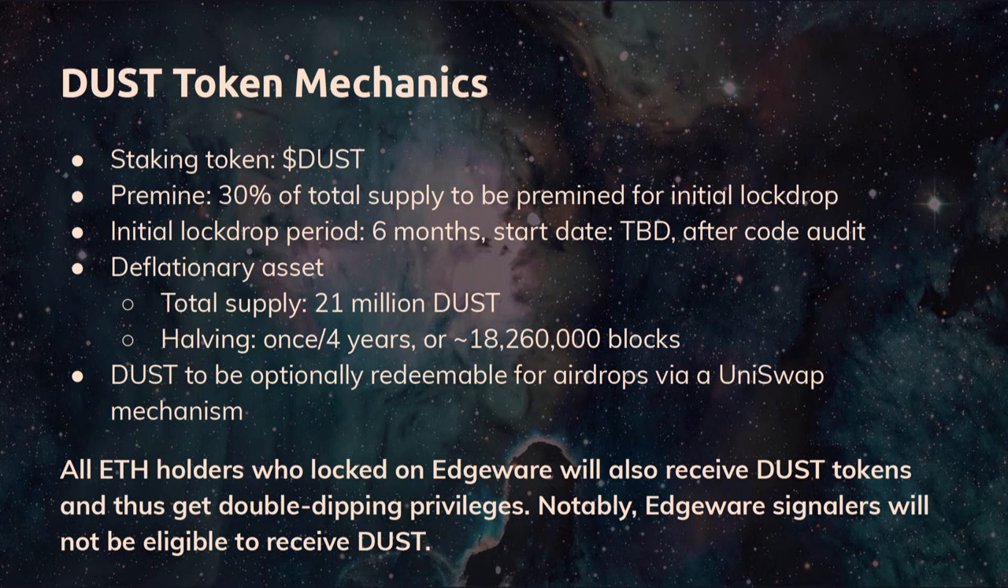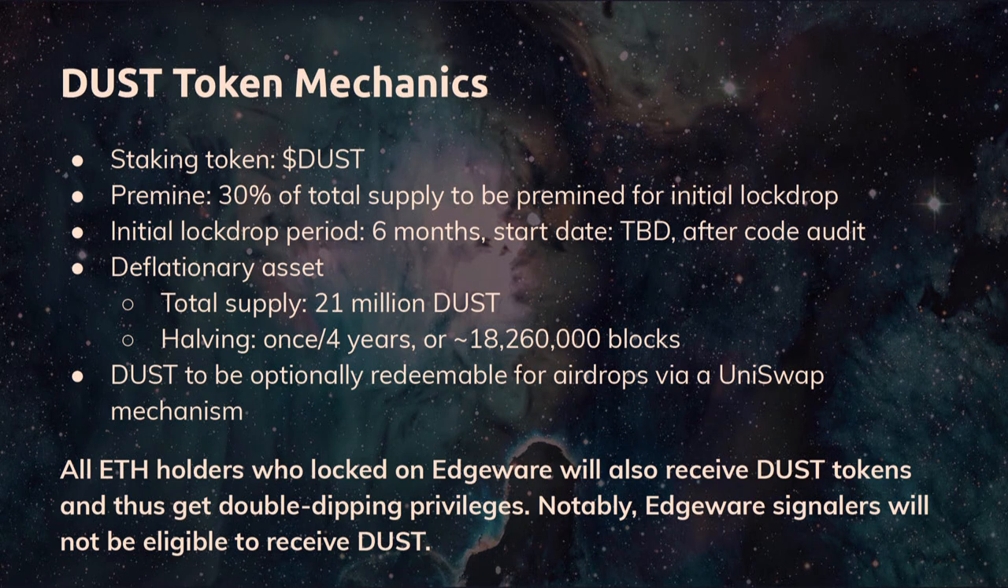But what that would do is, let's say you participated in the initial lock drop period, and now you receive dust. And now you are staking dust, and so you're earning more dust. What happens when we have a Uniswap mechanism that allows you to optionally swap the dust that you have out, such that you do not have to lock up any more Bitcoin, Ether, or Atom, you could swap it out for future airdrops.